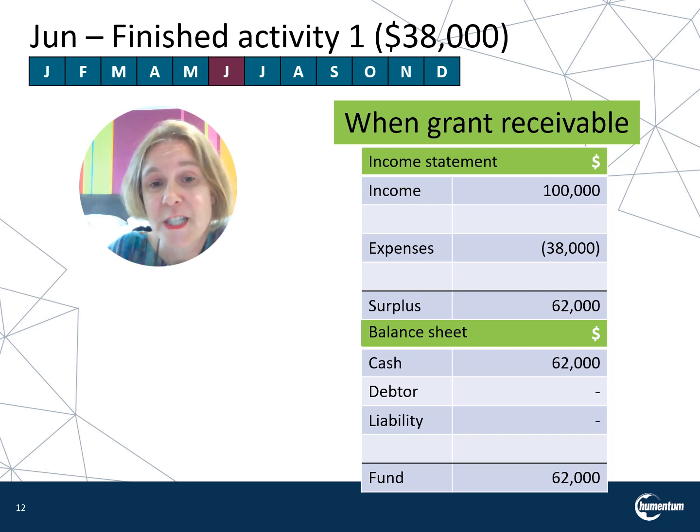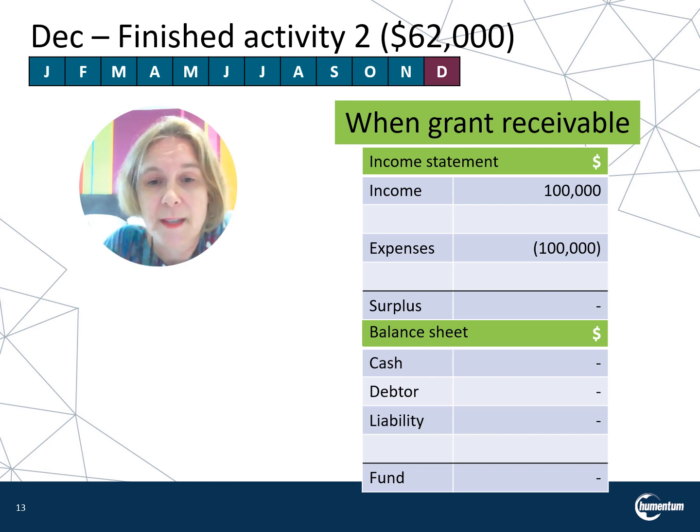Next of all, we can see in June that they'd spent $38,000 finishing activity 1. So you can see their expenses of $38,000, which gives a surplus of 100 minus 38, which is 62. The cash balance has also gone down to 62,000, and so the fund balance is also 62,000.